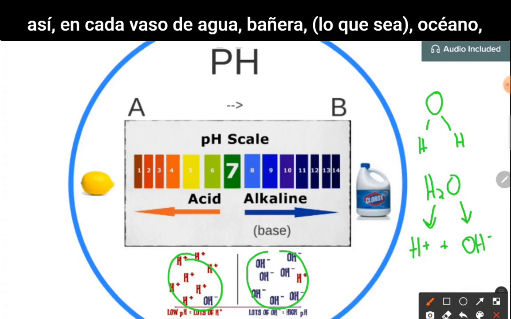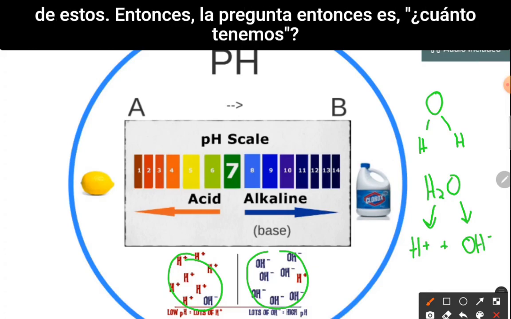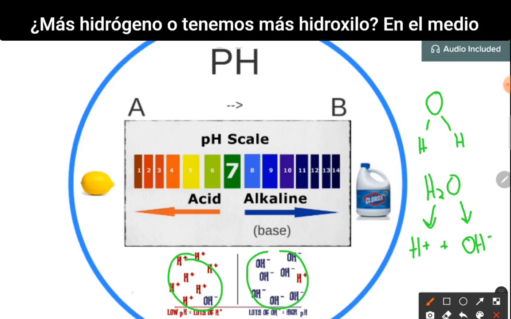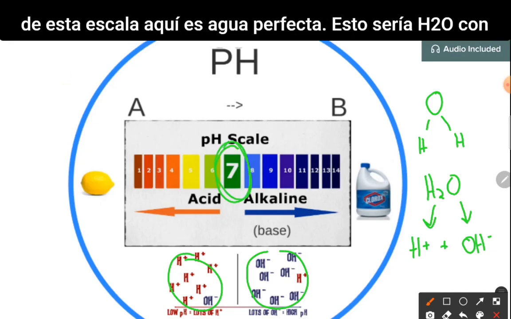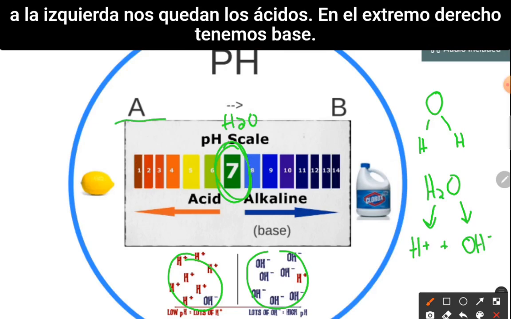And so in every single glass of water, bathtub, whatever, ocean, there is no perfect body of H2O. There's always some of each of these. And so the question then is, how much? Do we have more hydrogen or do we have more hydroxyl? In the middle of this scale here is perfect water, so this would be H2O, with none of either of the others in the mix. And then on the far left, we have acids. On the far right, we have base.